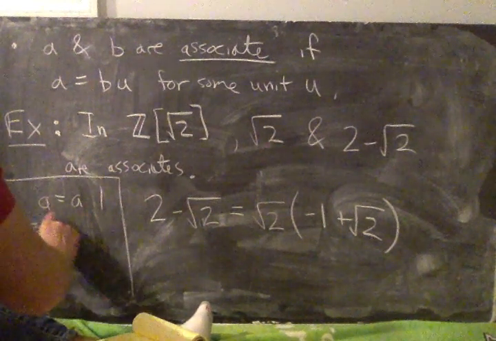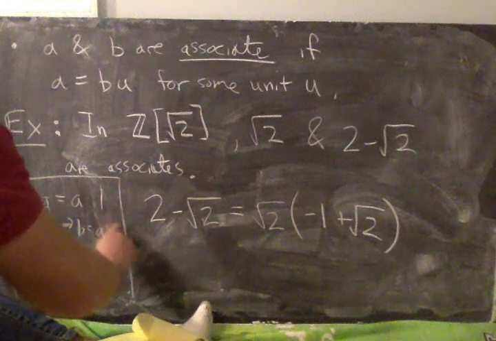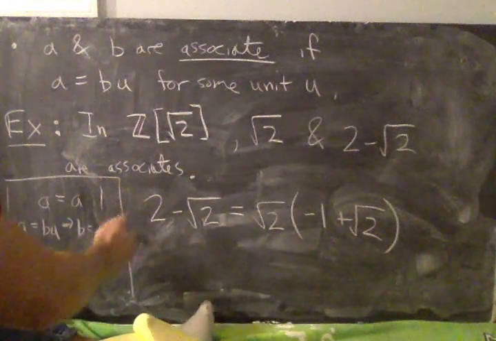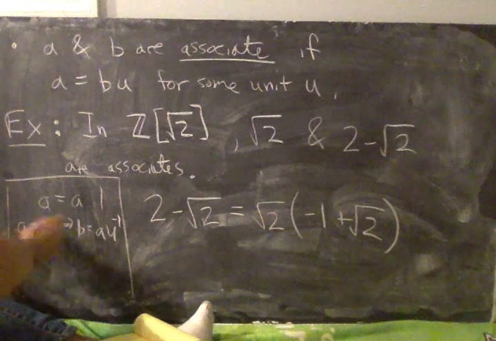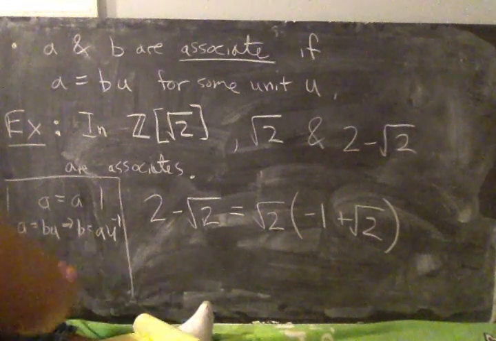If a equals bu, then that implies that b is equal to a u inverse. Right, and u inverse is a unit. I'm just multiplying by a u inverse here. So if a is associated to b, then b is associated to a.